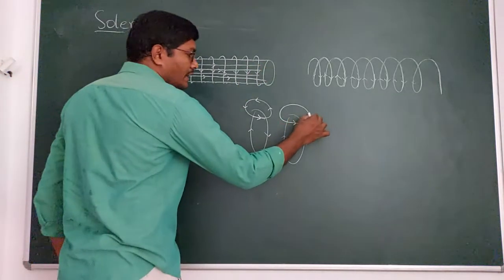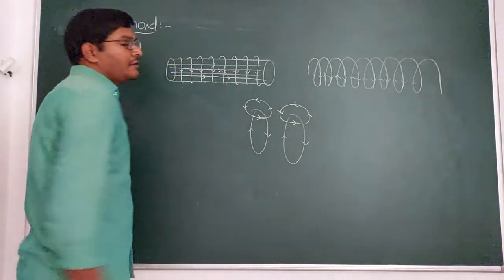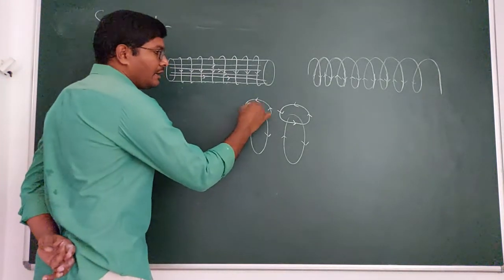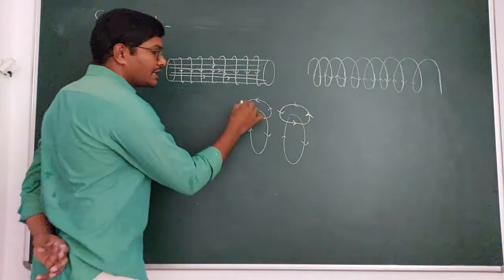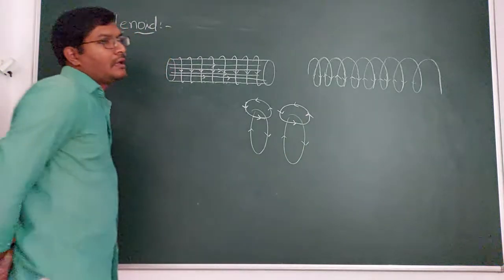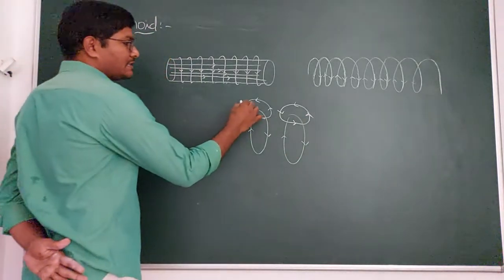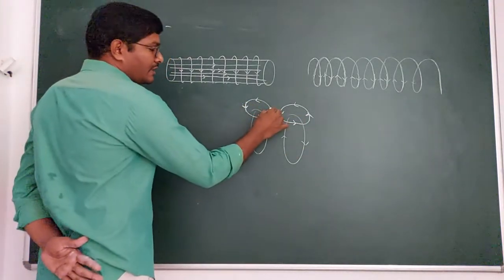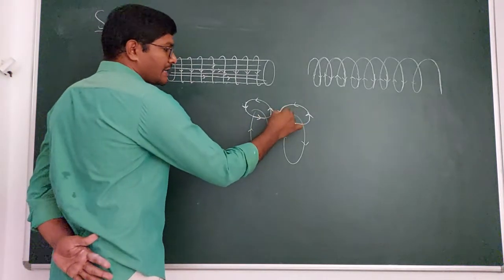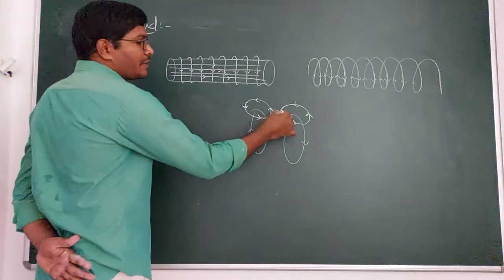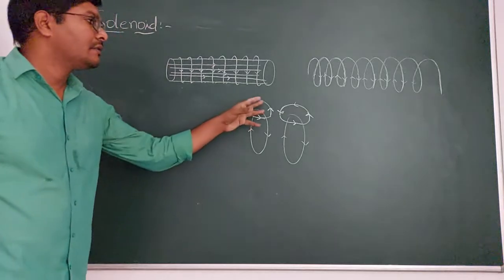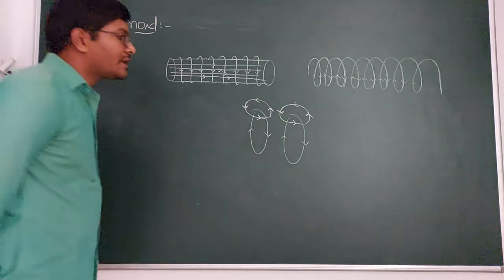And what about the outside? Outside magnetic field. This magnetic field gets cancelled because this is coming in the downward direction and here the magnetic field is coming in the upward direction. These two magnetic fields are going to get cancelled, and these two magnetic fields are also going to get cancelled, because this magnetic field is moving in the upward direction and this magnetic field is moving in the downward direction. Outside the solenoid the magnetic fields are going to get cancelled. What about the inside?